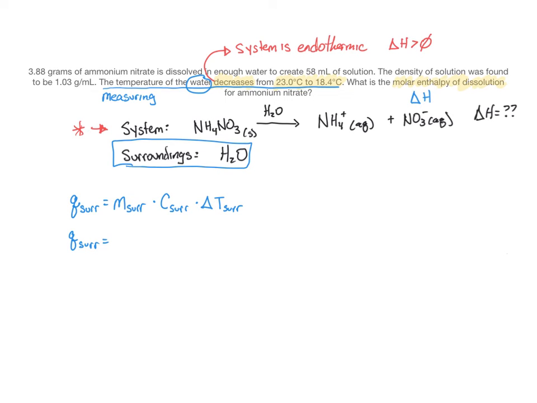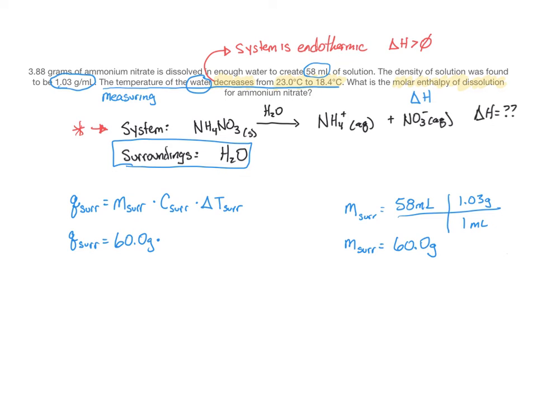Now, to find the mass of the surroundings, I'm going to have to calculate that because I'm given a volume and a density. My mass of the surroundings is going to be equal to my 58 milliliters, and 1 milliliter is 1.03 grams for my solution. If I do this math, the mass of my surroundings becomes 60.0 grams. So I have 60.0 grams.